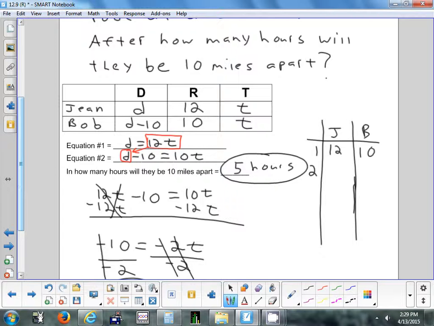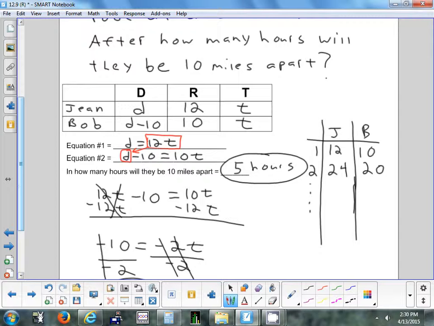How about after 2 hours? How far has Gene gone? How far, Dominic? 24. How far has Bob gone after 2 hours? 20. What's happening to how far apart they are? It's getting bigger and bigger, till finally, when you get down to the fifth hour, there's going to be a difference of 10 between them.